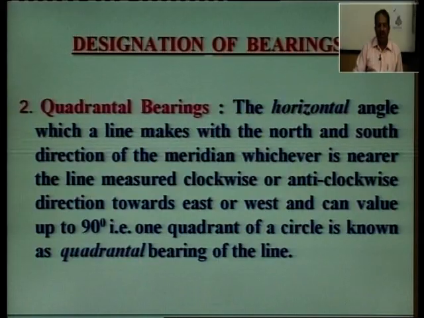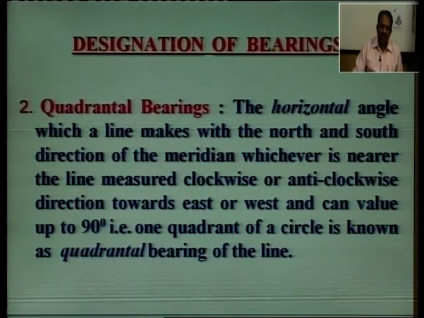The second system is quadrantal bearing. As its name suggests, there are 4 quadrants. The horizontal angle which a line makes with the north or south direction of the meridian, whichever is nearer to the line, measured clockwise or anti-clockwise towards the east or the west, and can have a value up to 90 degrees, that is, one quadrant of the circle. So, it is named the quadrantal bearing system of designation of the bearings.